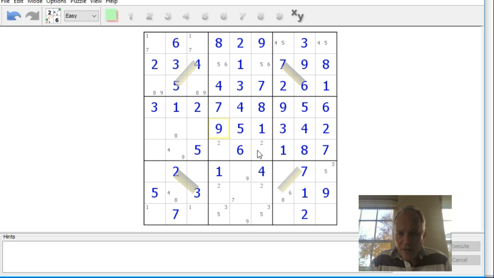2 and 3 here. That can't be the 2 because of the diagonal. Okay. Oh, 4 and 9, 4 and 9. These are 8, 7, 6 across the middle. So that's 8, that's 7 because of the diagonal. One of these is a 6, don't know which. Come on, come on, we're nearly there.